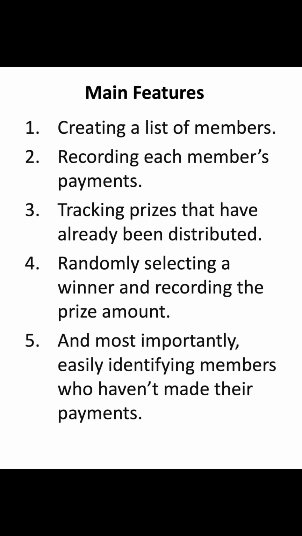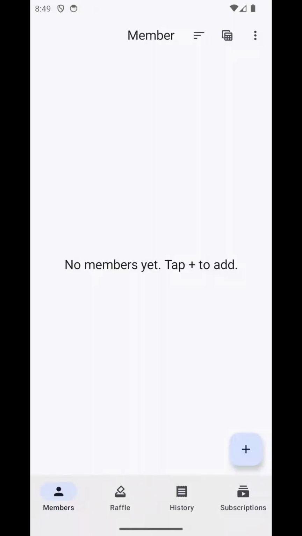4. Randomly selecting a winner and recording the prize amount. 5. And most importantly, easily identifying members who haven't made their payments. Here's an example of how to use the Arisan app. Stay tuned, because later I'll share tips on how to identify members who haven't made their payments.